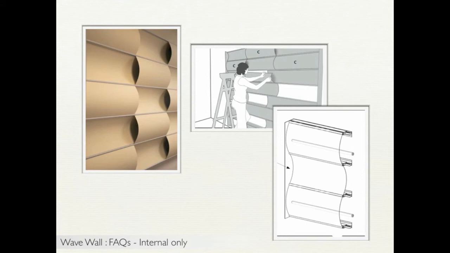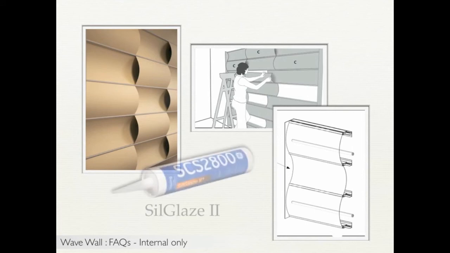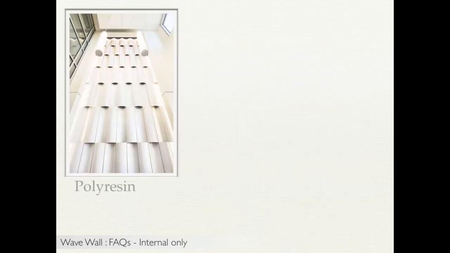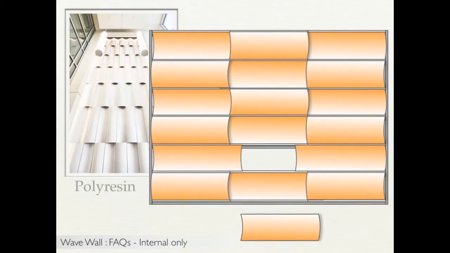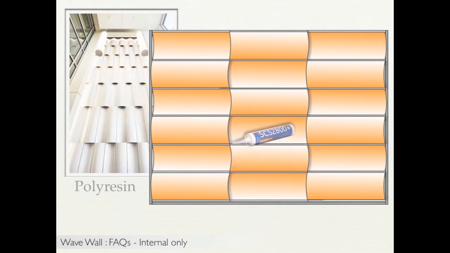In these cases, the best adhesive to use is Sil Glaze 2, which can be purchased from 3form. This adhesive will work as it should with all of our materials except for polyresin. However, even when used on polyresin, this adhesive will make the channel tighter, and despite the lack of true adhesion, would make the tiles more difficult to remove.